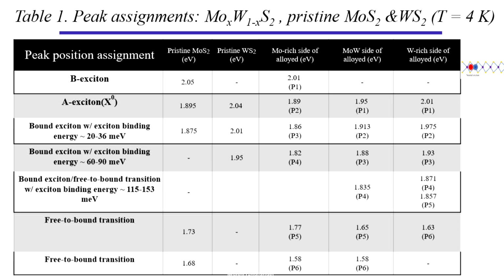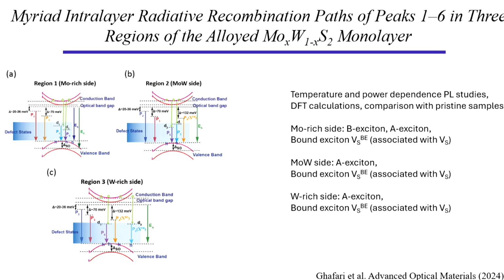They're coming not from exciton-related peaks, but from these defect-related peaks. In order to assign those, we have to do density functional theory calculations, as well as compare with the pristine MoS2 and WS2 peaks. With that, one can make these assignments and come up with this very complicated-looking energy diagram for the assignment.